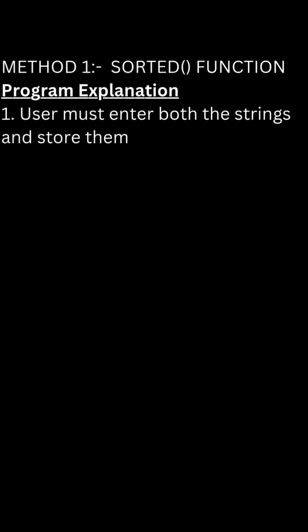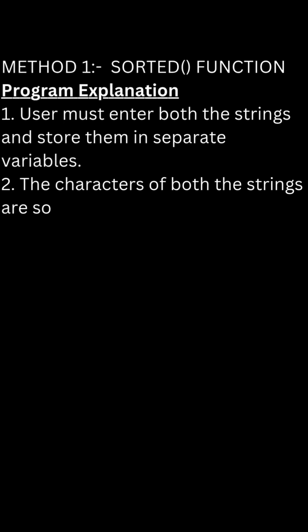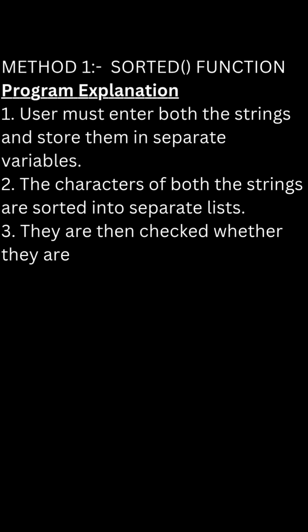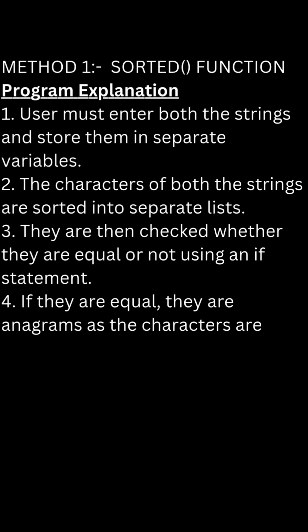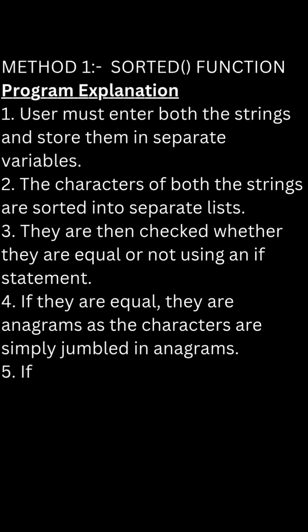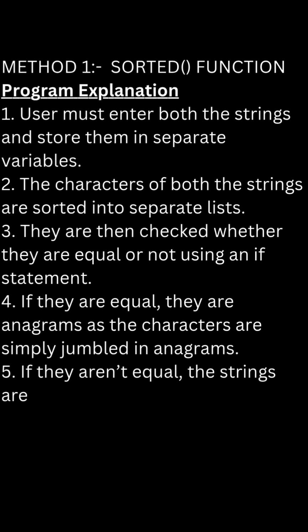The user must enter both the strings and store them in separate variables. The characters of both the strings are sorted into separate lists. They are then checked whether they are equal or not using an if statement. If they are equal, they are anagrams, as the characters are simply jumbled in anagrams. If they aren't equal, the strings aren't anagrams. The final result is printed.